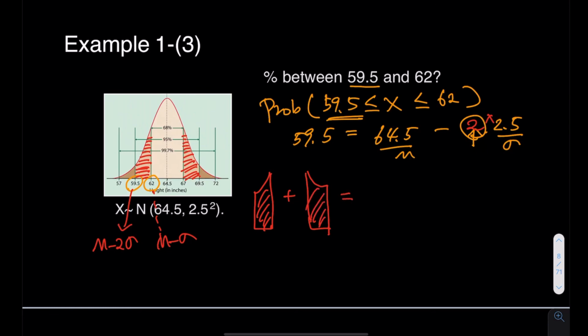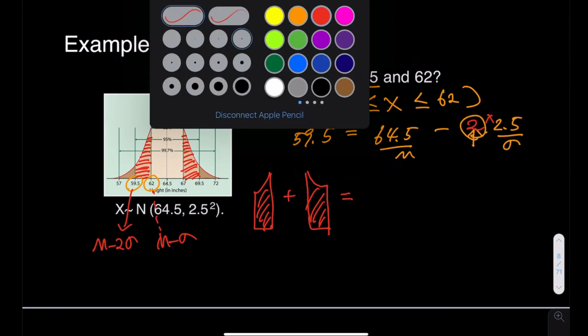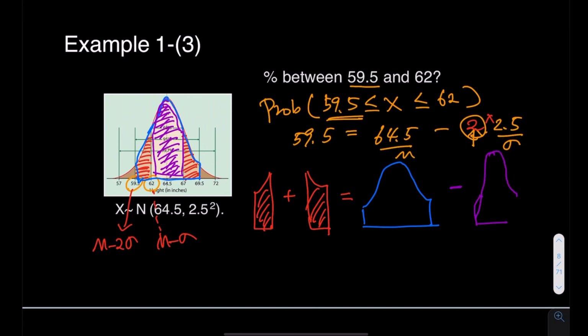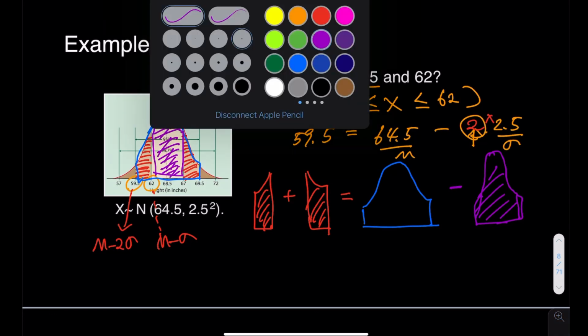How can we get this? Let me use a different color for better understanding. So here, I want to draw this blue one. I will draw this blue bell curve shape. So this purple area, if I subtract it from the blue area, I can get these two red areas. So let me subtract this purple area. Does it make sense? Okay, so how can we get this? Actually, we already know that. So let's look at this graph.